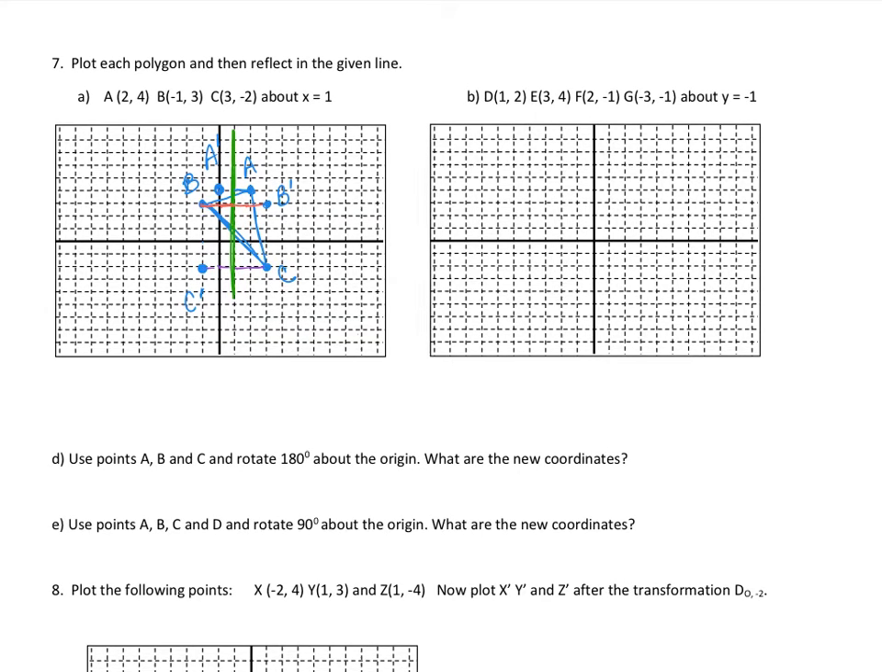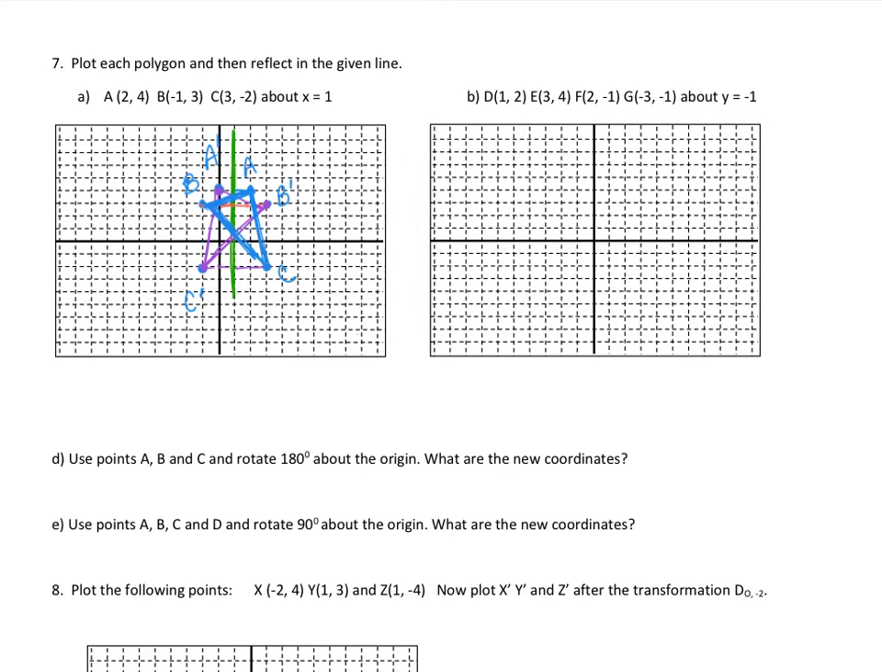So my new polygon, I will do it in another color. Let's do it in this purple color. A prime is right there, B prime is right there, C prime is right there. I can connect them, and that's my reflection. So look at where the blue one was. That's the original. I'll darken it in, and we reflected it about a line, and that line happens to go through it, and that's okay. You could still do that. It just flips it the other way.